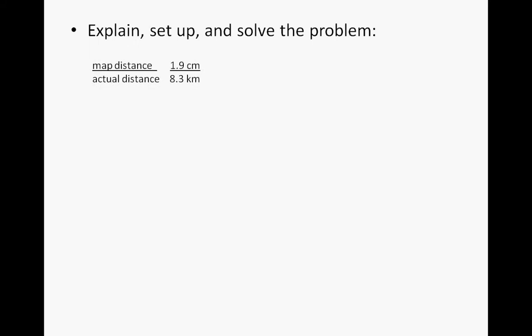So here we're setting up a ratio of map distance to actual distance. The map distance is 1.9 centimeters to 8.3 kilometers, and that is going to also equal some number of centimeters over 5.7 kilometers. Once we have that set up, we can rewrite this and drop the labels so that we can just do the calculations. So we have 1.9 over 8.3 is equal to M over 5.7. Using the cross multiplication theorem, we cross products: 1.9 times 5.7 is equal to 8.3 times M.